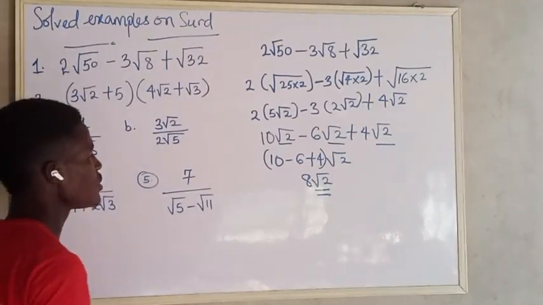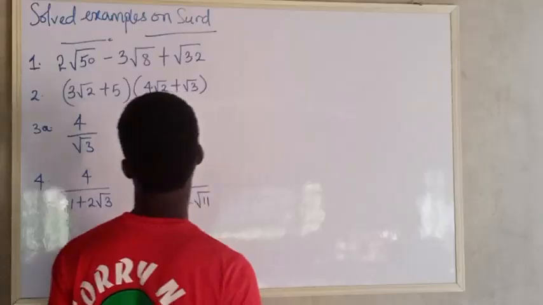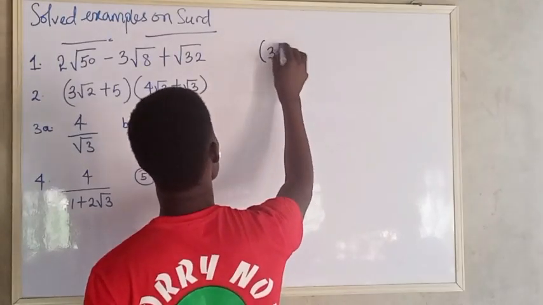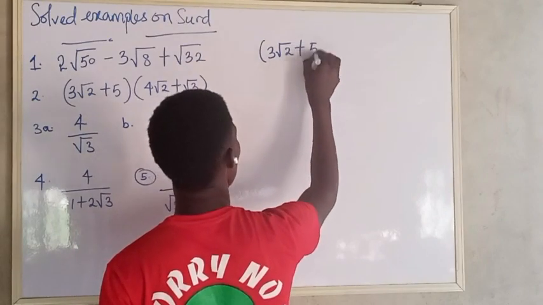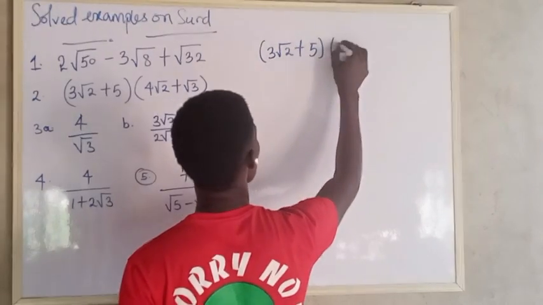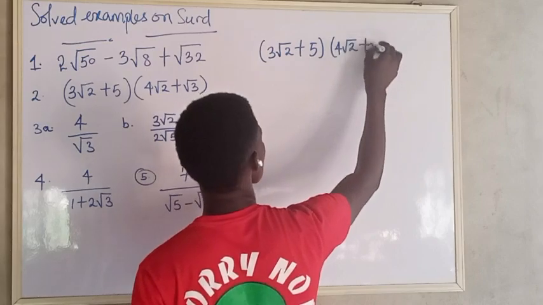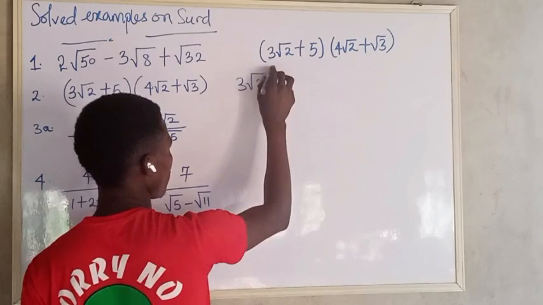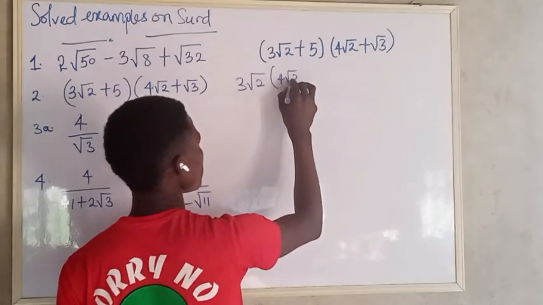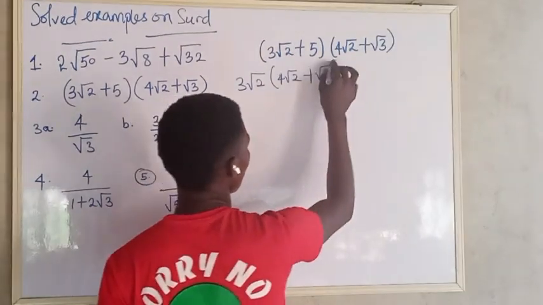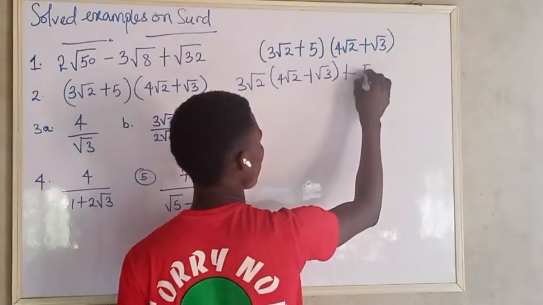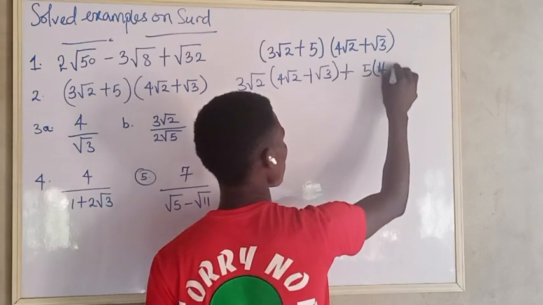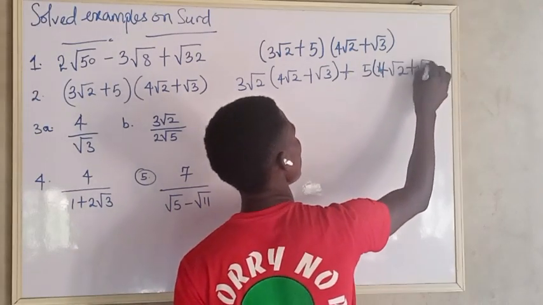Alright, so let's go to the second example. Second example now, we have the product 3 root 2 plus 5 multiplied by 4 root 2 plus root 3. So you can do it this way. Write your 3 root 2 multiplied by 4 root 2 plus root 3, plus write 5 multiplied by 4 root 2 plus root 3 again.